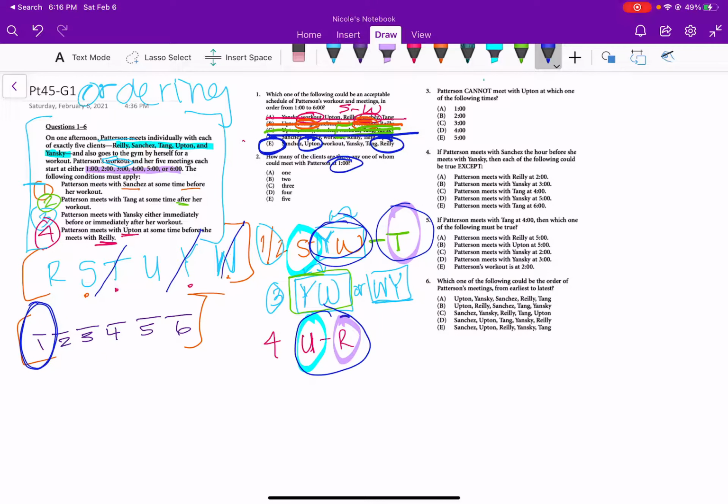All right. Number 3, Patterson cannot meet with you at which of the following times? So in our diagram here, I'll draw another one, 1, 2, 3, 4, 5, 6. We're trying to determine when can you not go. All right, so what we know about U is that it has to go before R. So where can U not go?